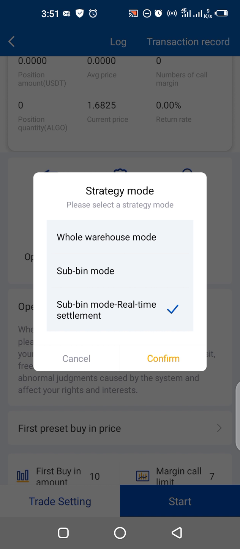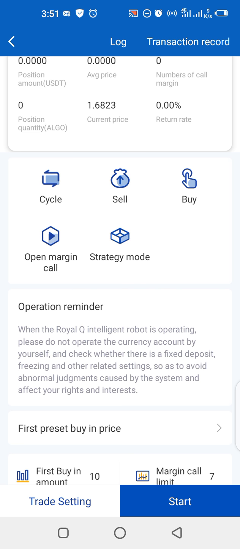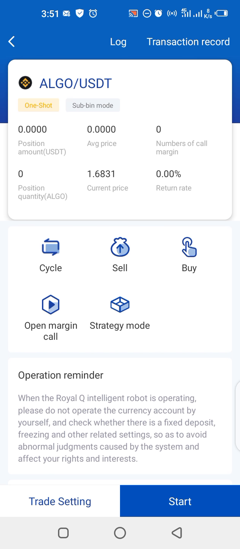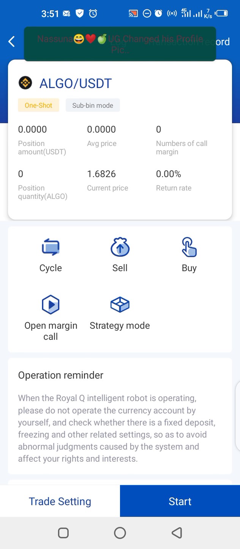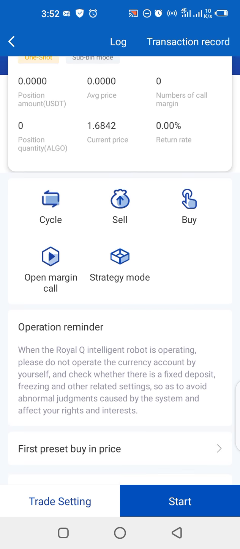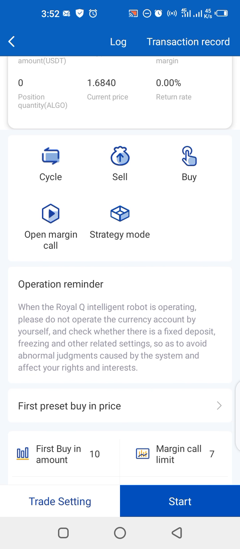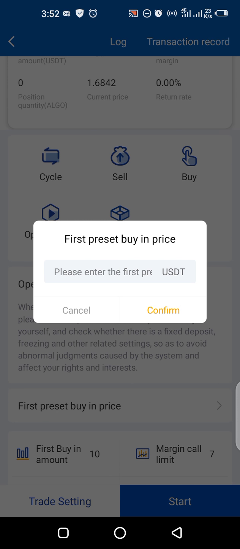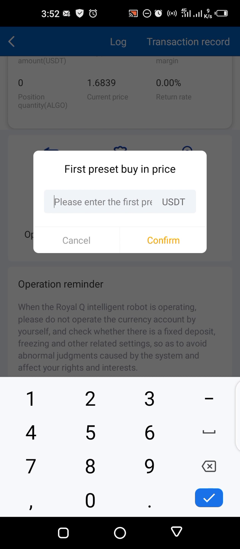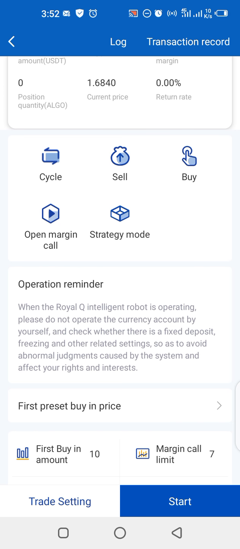So I tap it here and confirm, because I have my fifth to the 7th, where I want my bot to keep on doing that for me. So that's how you can set your bot. Now we also have the first buy-in price. Here we can put in the amount. If this coin is, let me say, at $10, you instruct the bot that if this coin gets to $8, buy and enter the market. Right, so I'll cancel that.